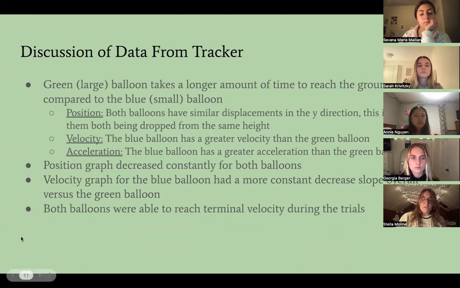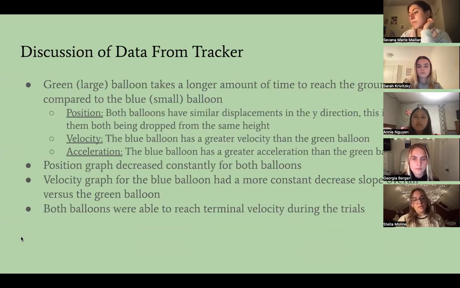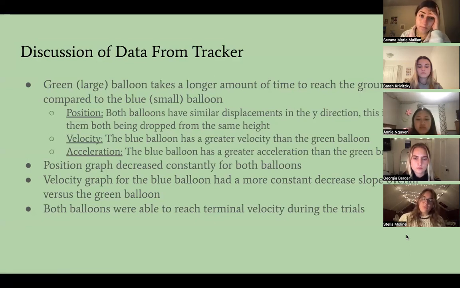And then looking at our data from Tracker, we can verbalize this data by saying that the green balloon takes a longer amount of time to reach the ground compared to the blue balloon. And both of them were dropped at the same change in y every trial. The blue balloon had a greater velocity compared to the green balloon, and the blue balloon had a greater acceleration compared to the green balloon. Both balloons were able to reach terminal velocity at some point during all of these trials, whether that was visible or not, based on each graph.